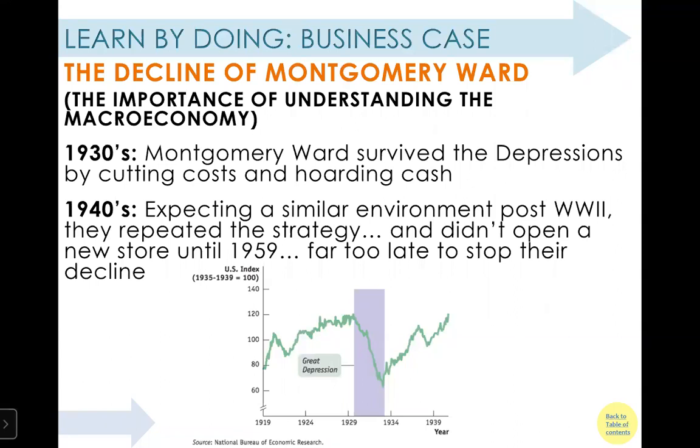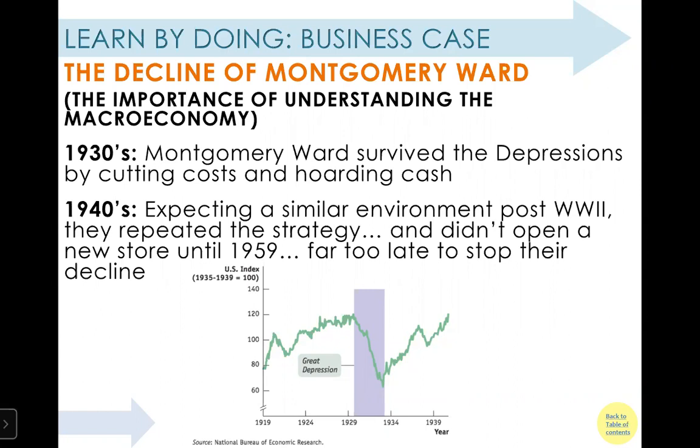But then in the 1940s, the same company did the same things when they experienced a similar situation. Unfortunately, instead of deflation, we had inflation. The hoarding cash strategy did not work with inflation, and it turns out this company did not survive; it failed.